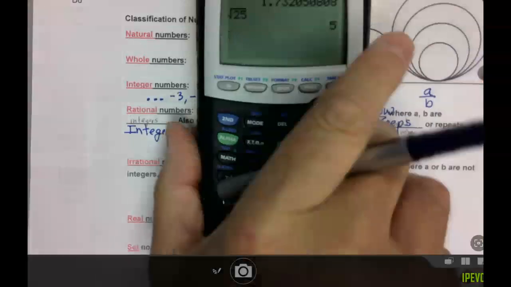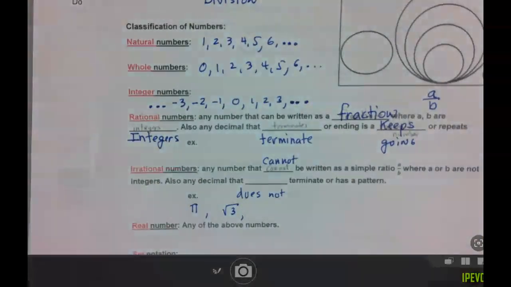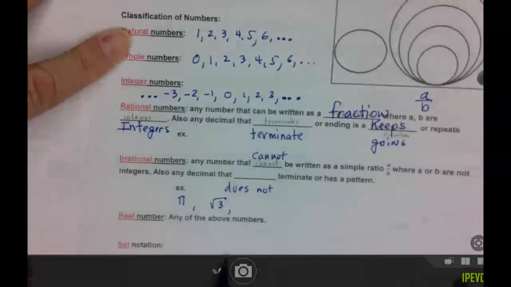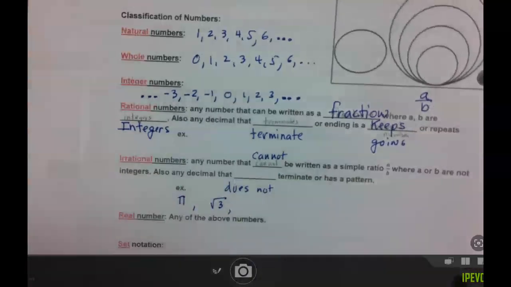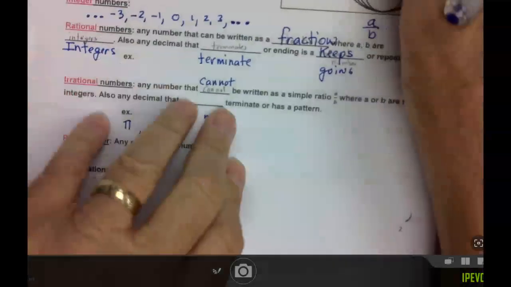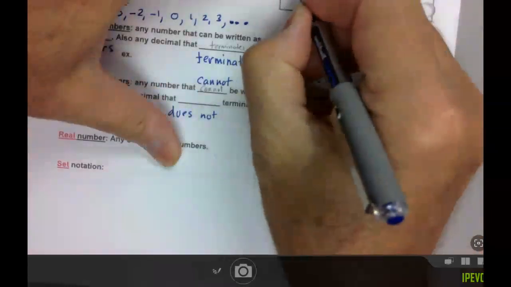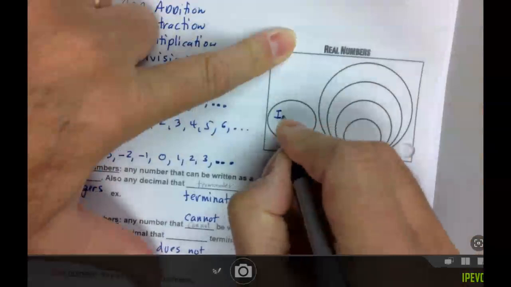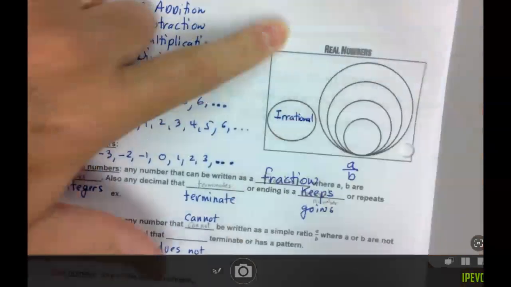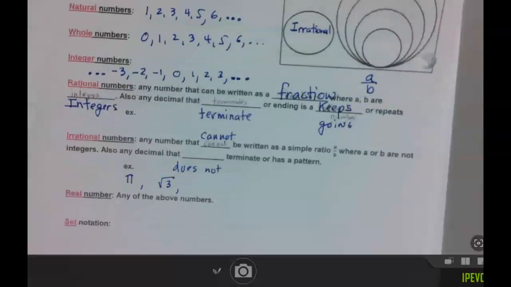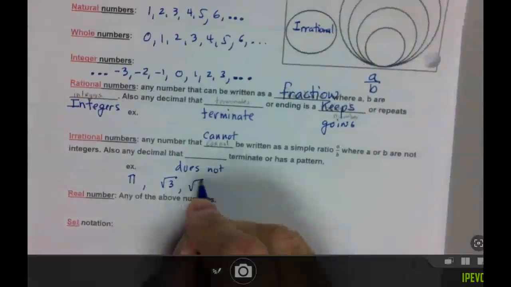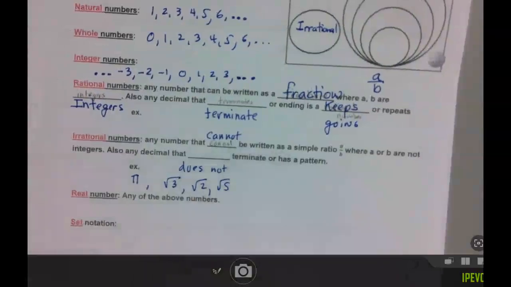Okay? All right. So, a real number is any of the above numbers. So a real number is every number you're going to do in this class this year. Okay? Every number. We will not do numbers that are called imaginary in here. You will do that in Algebra 2. Okay? So, this little bar, here's your irrational. These are all your irrational numbers right here. Agreed? And those numbers are pi, square root of 3, square root of 2, square root of 5, okay?